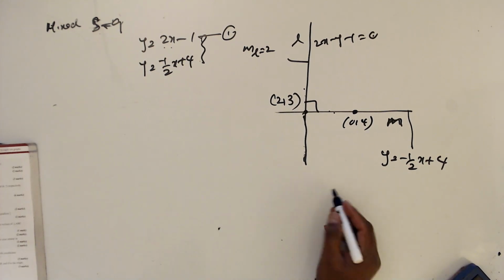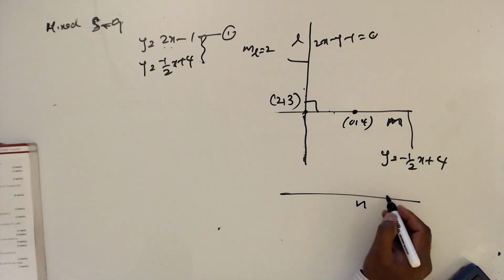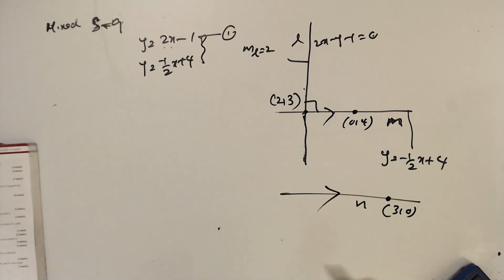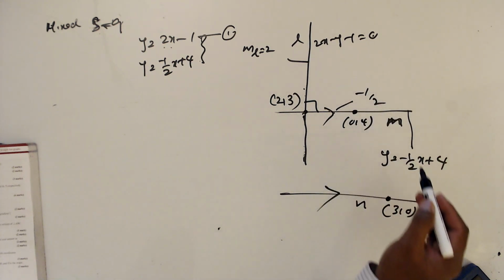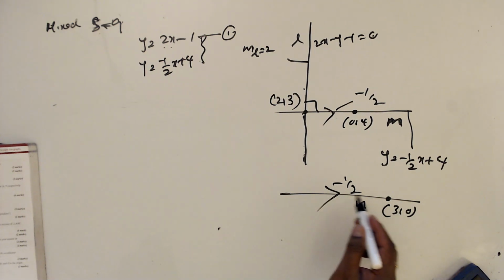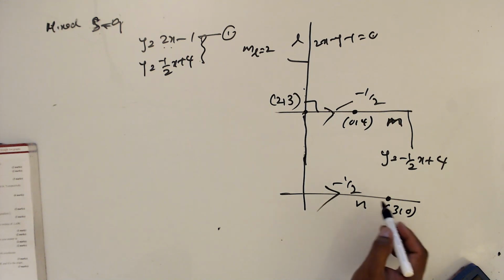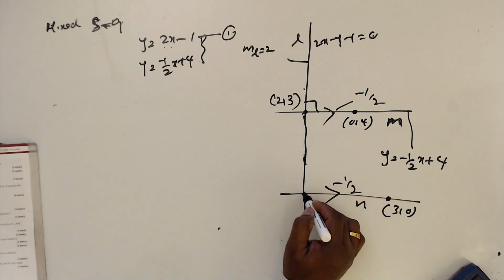Now there is another line called N that goes through (0, 3) and (3, 0), and they are parallel. It means the gradient of this one is minus half, and this is also minus half. Now we can write the equation of N. Then we want to find this intersection point.